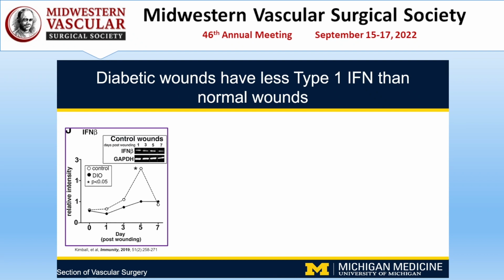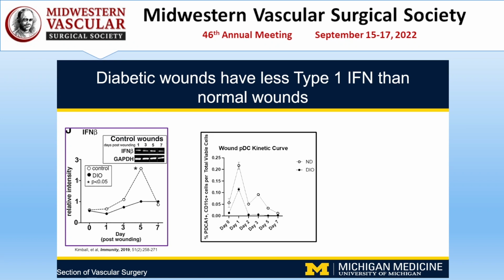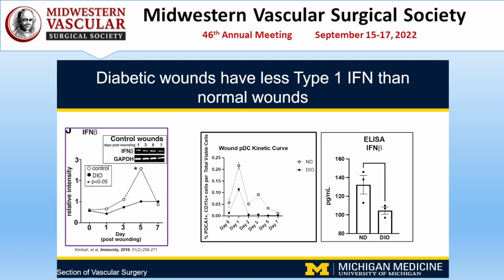And now the question is, so what about these PDCs? If they make a lot of interferons, why aren't we seeing this change? There are two reasons. One, we realized that there are fewer diabetic PDCs that home to the wounds after an insult. If you look at the bottom graph, the dark circled mark shows the diabetic curve, and there's an order of magnitude less compared to normal diet. And then these PDCs also make less type 1 interferons.